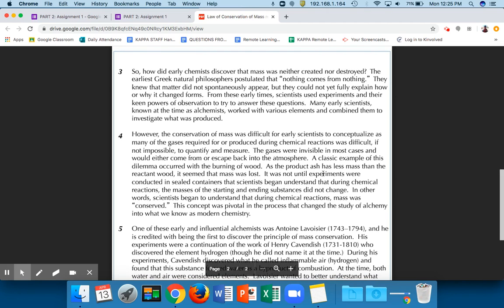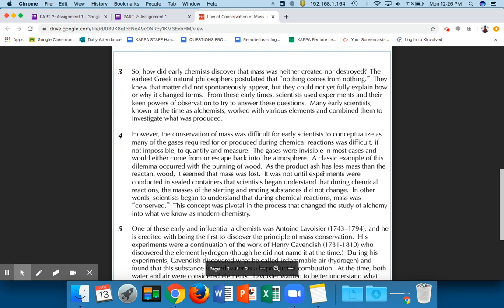So, how did early chemists discover that mass was neither created nor destroyed? The earliest Greek natural philosophers postulated that nothing comes from nothing. They knew that matter did not spontaneously appear, but they could not yet fully explain how or why it changed forms. From these early times, scientists used experiments and their keen powers of observation to try to answer these questions. Many early scientists, known at the time as alchemists, worked with various elements and combined them to investigate what was produced.